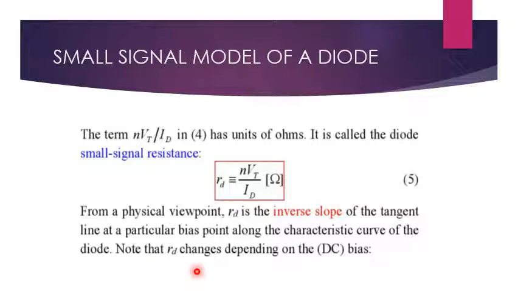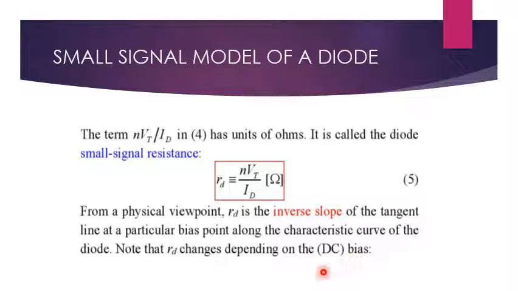So r_d changes depending on the DC bias, because DC bias only fixes the Q point. Clear? DC bias only fixes the Q point. So please note down that r_d changes depending on the DC bias.